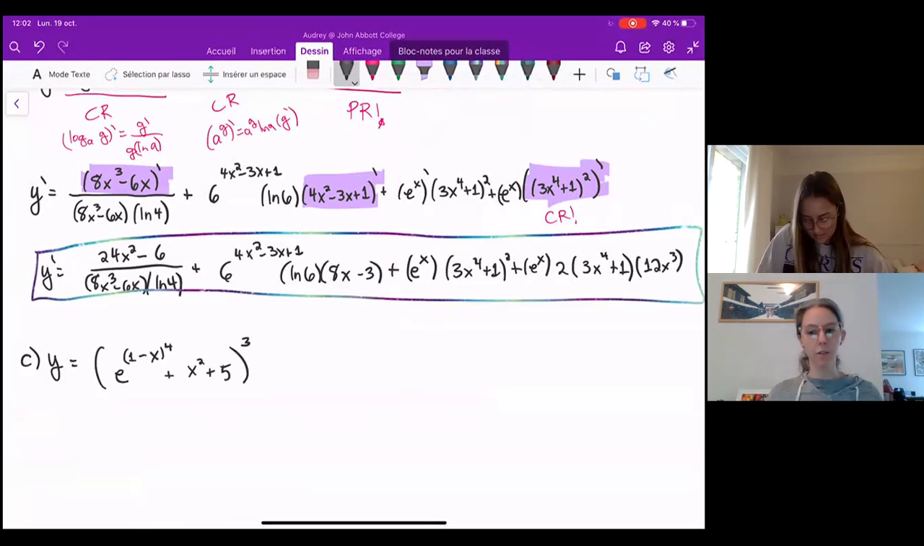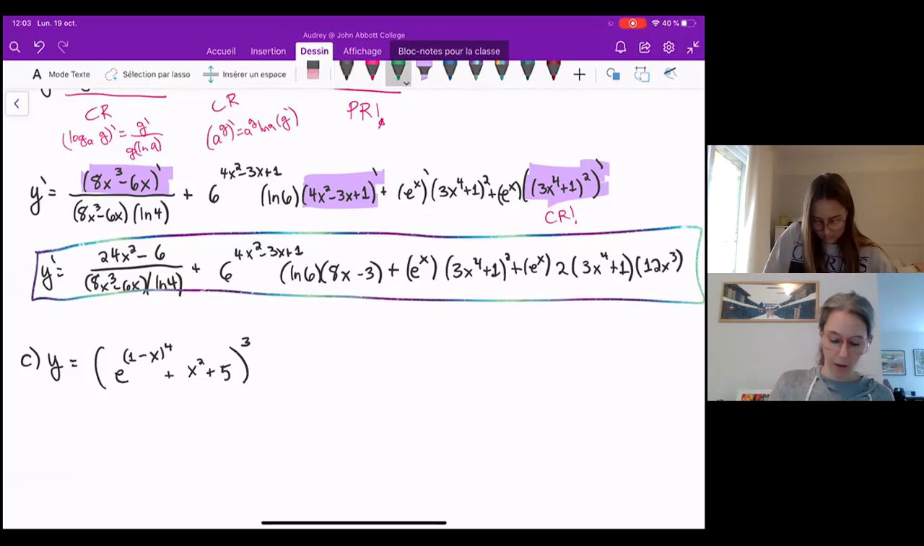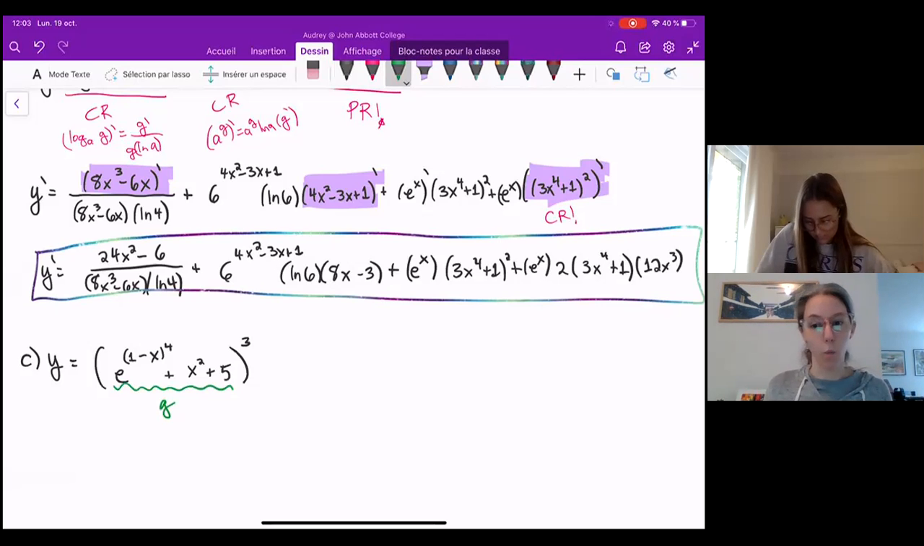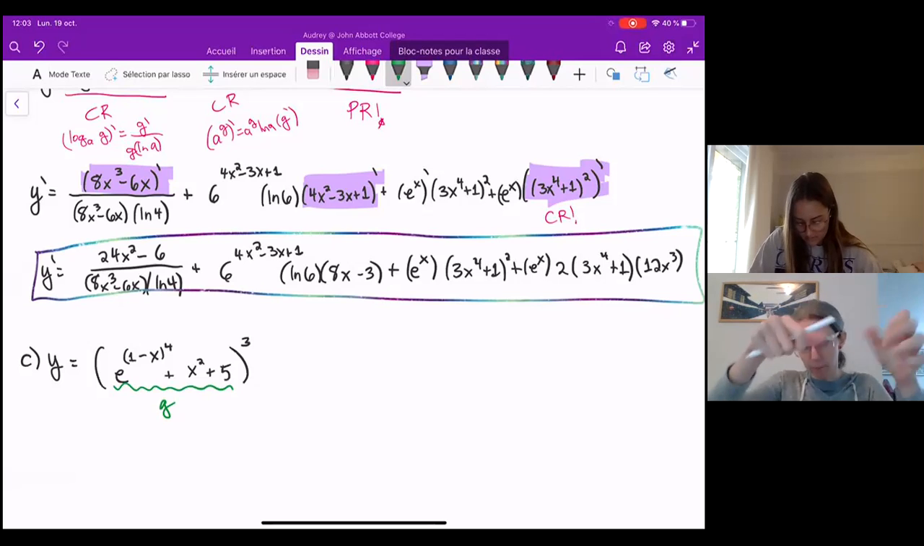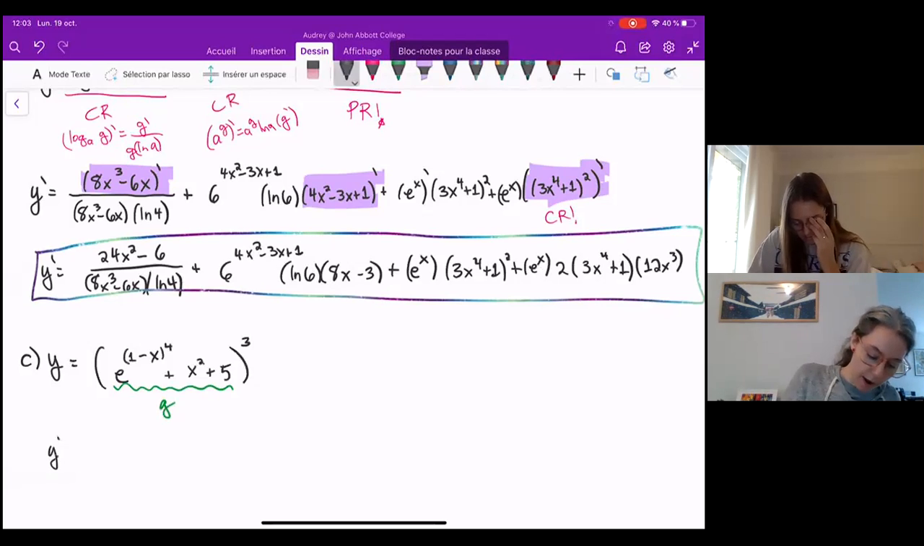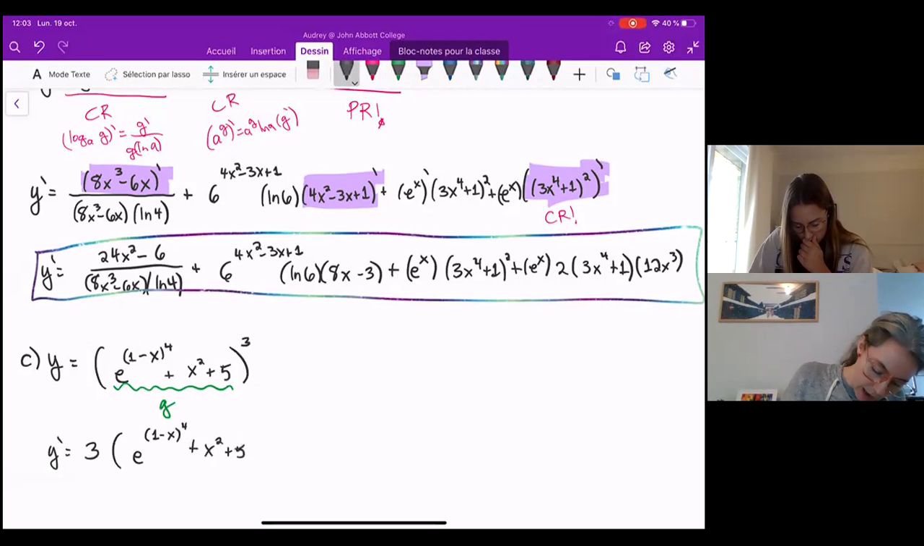So e to the 1 minus x to the power of 4 plus x squared plus 5, all cubed. That's my g. I'm going to do this in one go, guys, but I'm going to slowly pull out each thing. So like a fruit roll up, I'm just pulling out one thing after the next when I'm doing my chain rules. So this is going to be some embedded chain rules. So here I'm going to have y prime. First, I bring the 3 down. And I subtract 1, and then I pull out the derivative of what's inside.